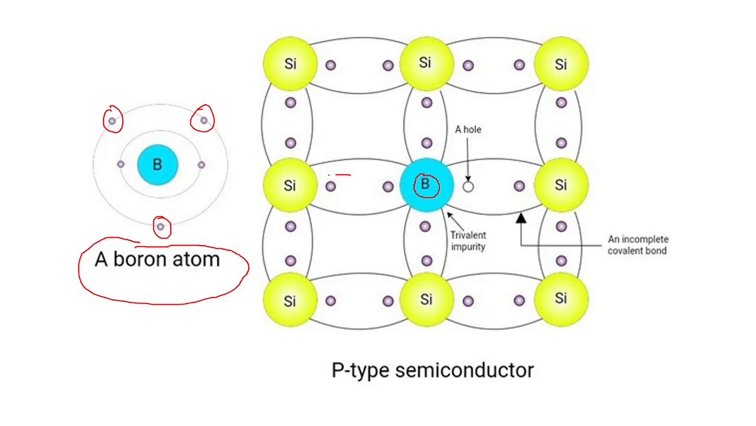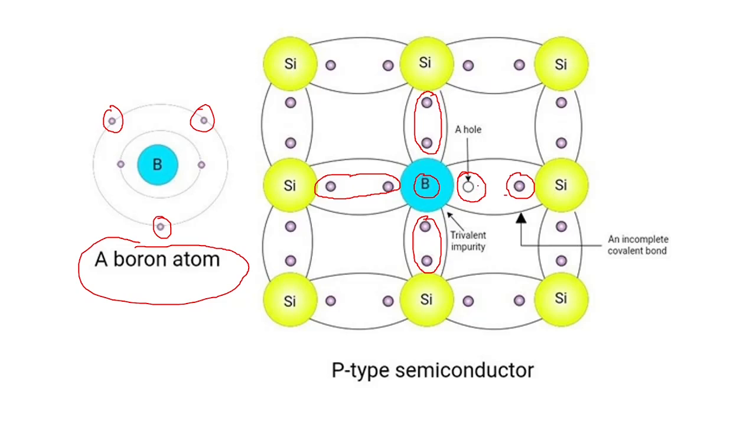Here you can see this is one covalent bond between the valence electron of silicon and the valence electron of boron. Here is one covalent bond between the valence electron of boron and the valence electron of silicon. Here is one covalent bond between the valence electron of silicon and the valence electron of boron. But the 4th valence electron of silicon, because silicon is tetravalent in nature, will not have any electron from the boron side to make a covalent bond. So in this place one electron is missing, one electron is short.